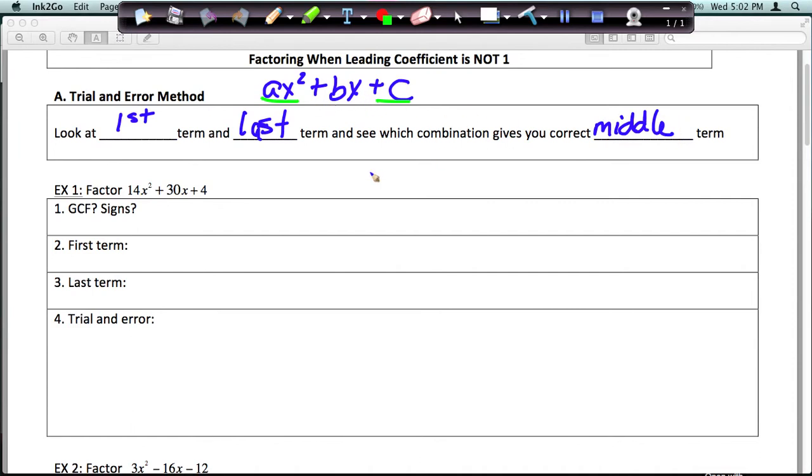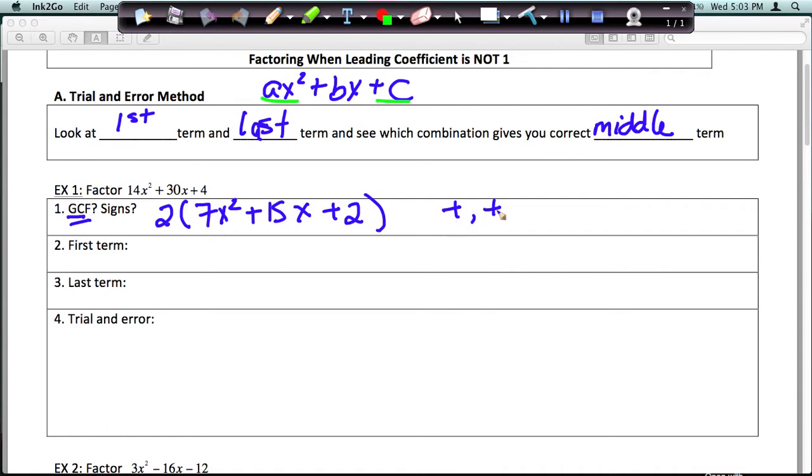So let's look at an example of factoring 14x squared plus 30x plus 4. Remember, the first step is always to pull out a GCF if you can, and in this case we can. We can pull out a 2. So I am going to divide all three terms by 2, and I'm going to get 7x squared plus 15x plus 2. So you always want to do that first. And then the other thing you want to do is look at the signs. Remember, if it multiplies to be positive and adds to be positive, both our signs are going to have to be positive. So that's just going to help us.